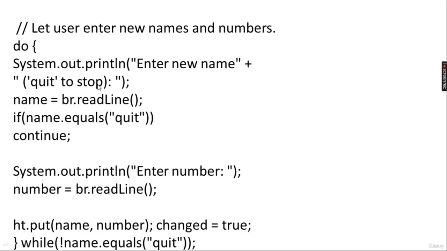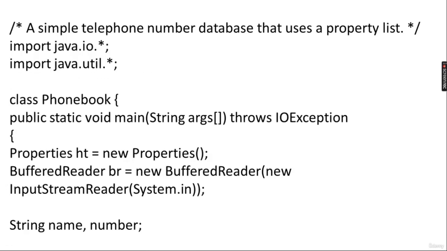Now you let the user enter new names and numbers. The new name will be read by readLine. If name equals quit, continue. Okay. Enter number. The number is also read by readLine from the console. Then put the name and number into the file. Change is equal to true while name is not equal to quit. What will it do? It will read the file. It will read the contents, and the phone number and name from the user, and it will put them into ht. What is ht over here? It is the properties object. Okay.